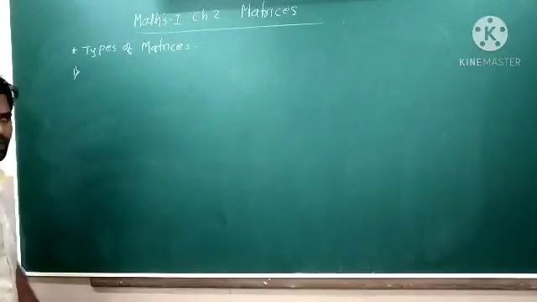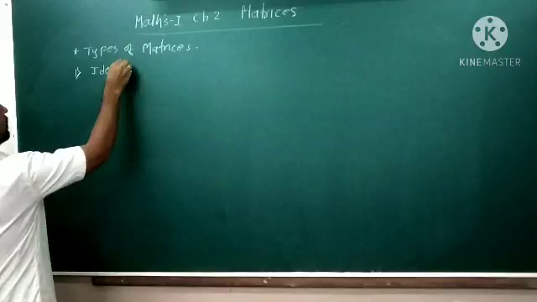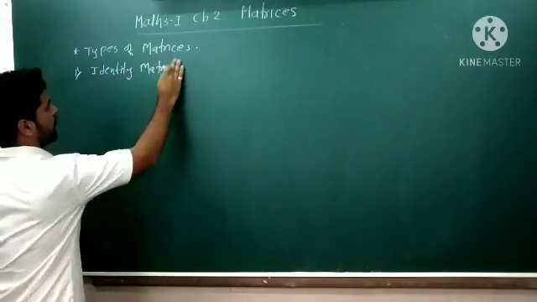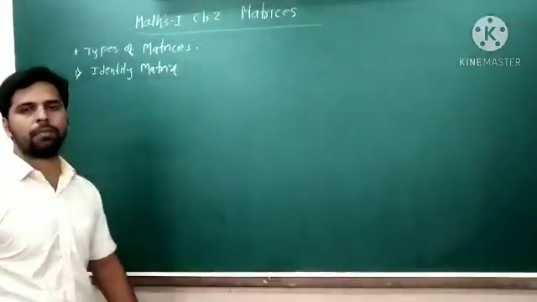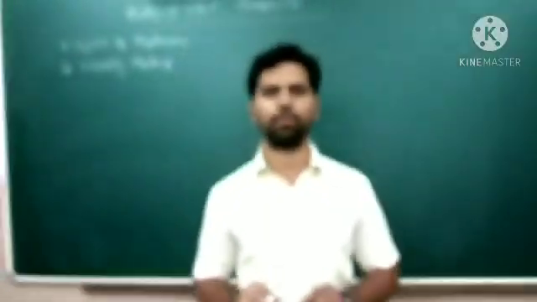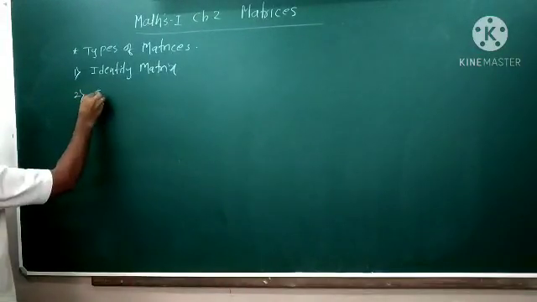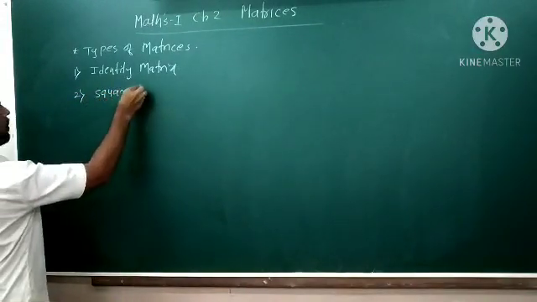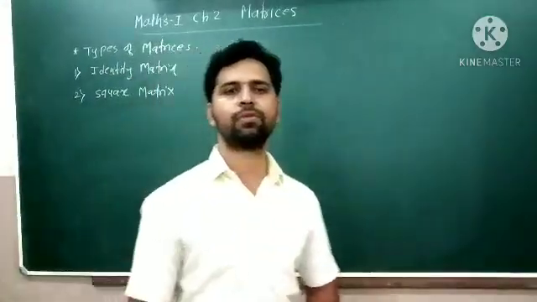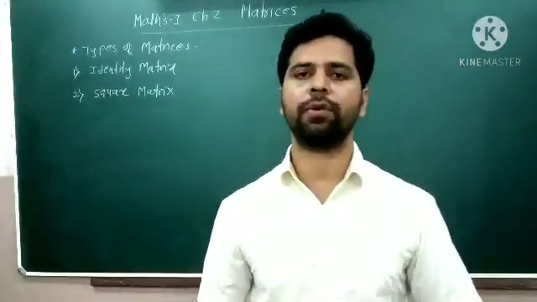That we have already seen, that is identity matrix. Identity matrix means the matrix whose diagonal elements are 1 1 and non-diagonal elements are 0 0. That is known as identity matrix. Then number 2, square matrix. That also we have seen. Square matrix means the matrix whose number of rows and number of columns are equal. That matrix is known as square matrix.